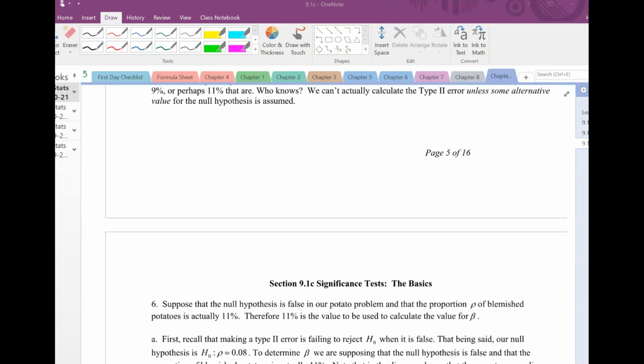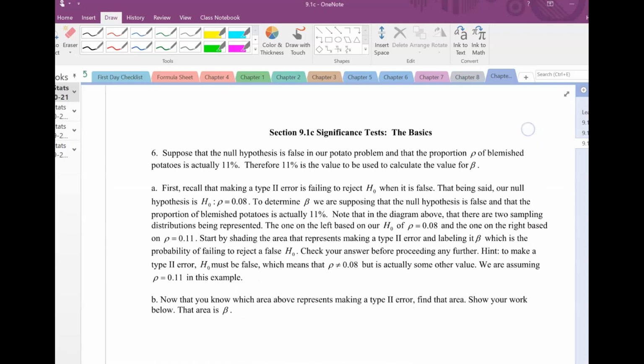Okay, so for the purpose of our example here, number 6, it says, suppose that the null hypothesis is false in our potato problem and that the proportion P of blemished potatoes is actually 11%. Therefore, 11% is the value that we're going to use to calculate beta, or the probability of making a type 2 error.